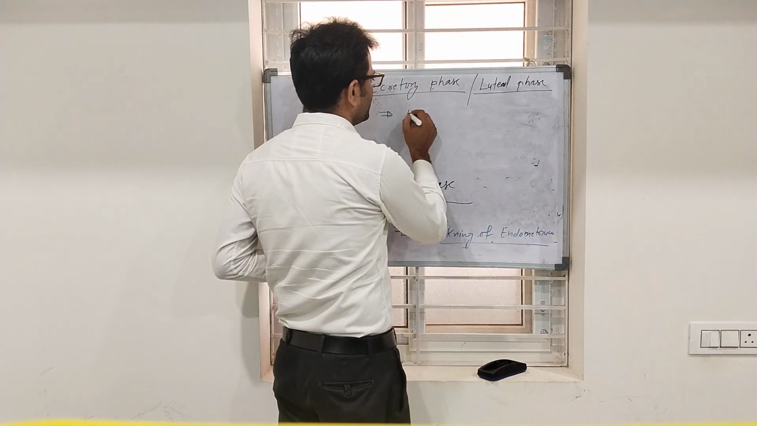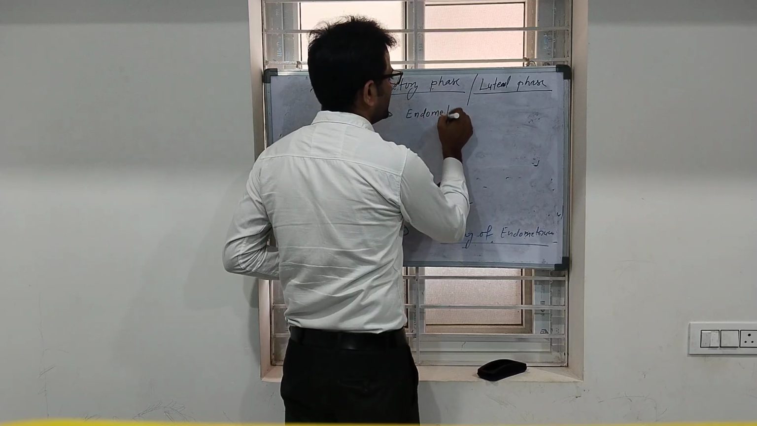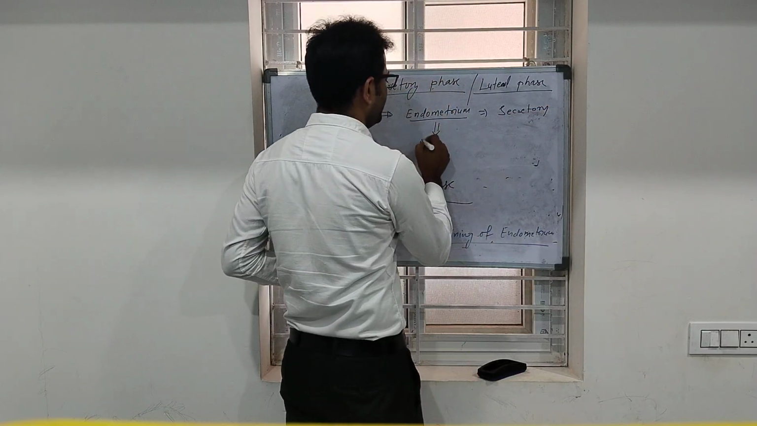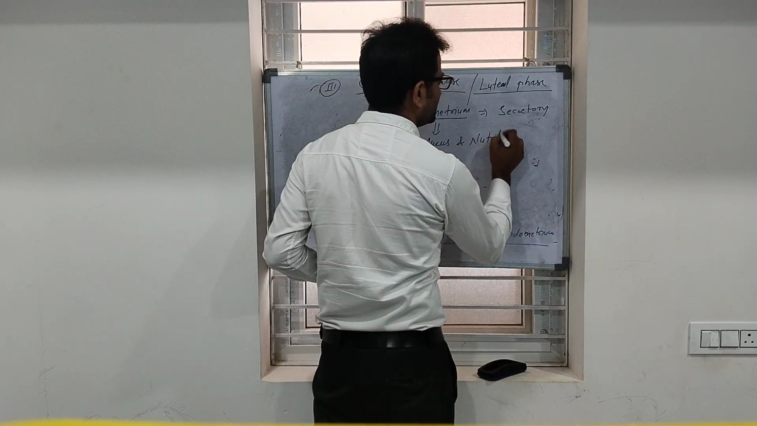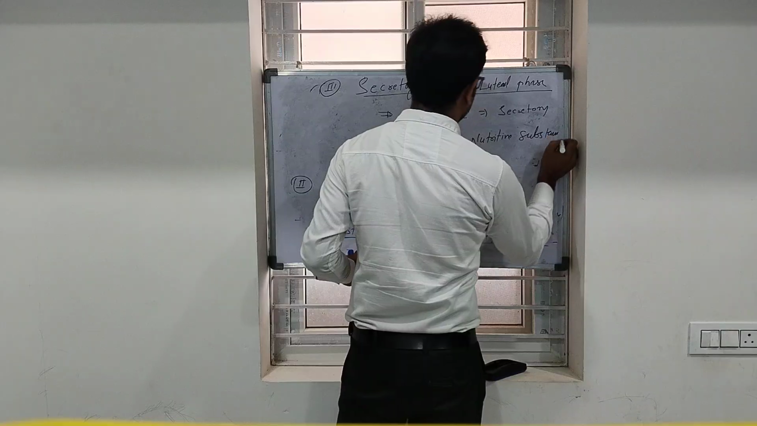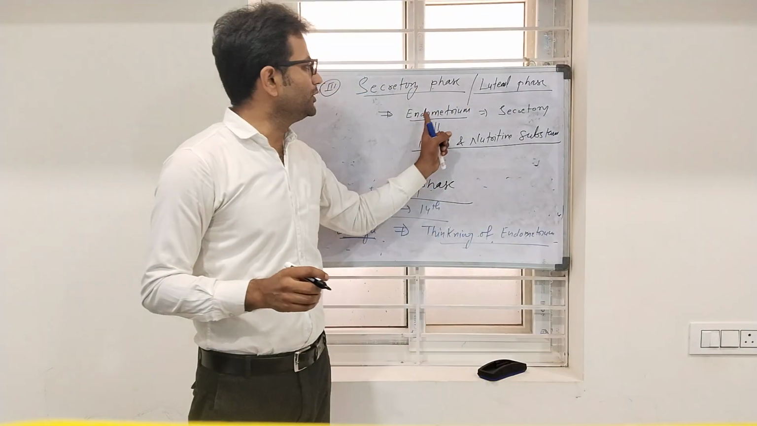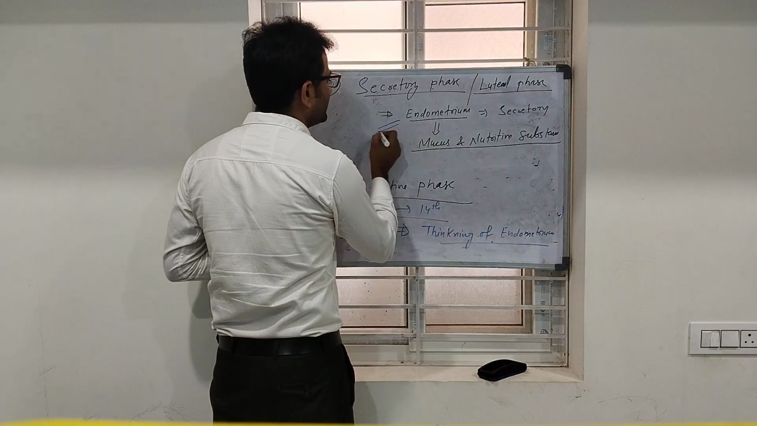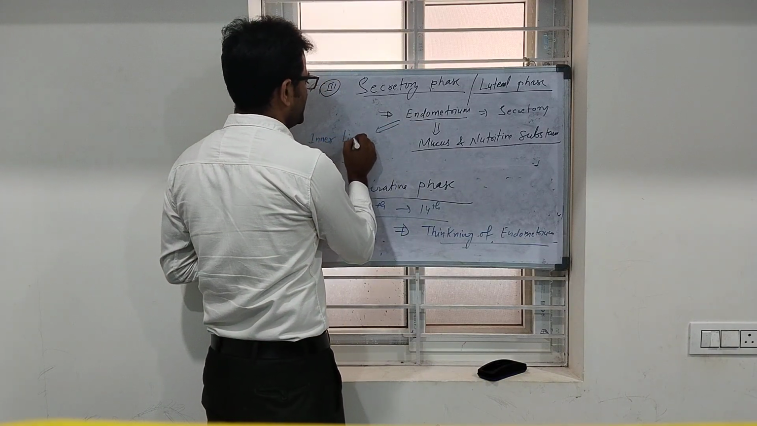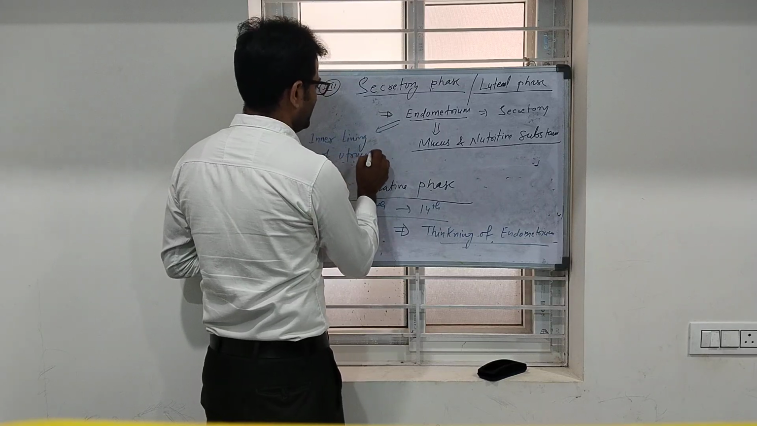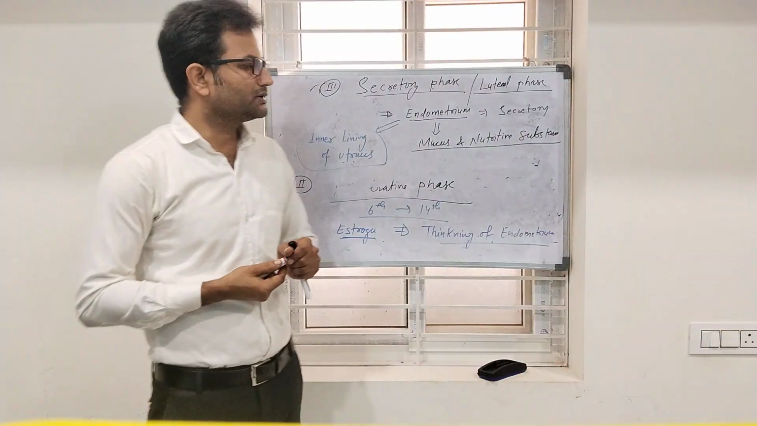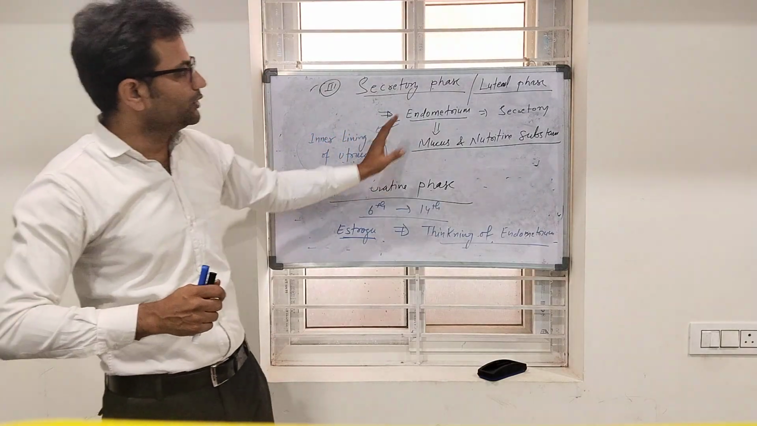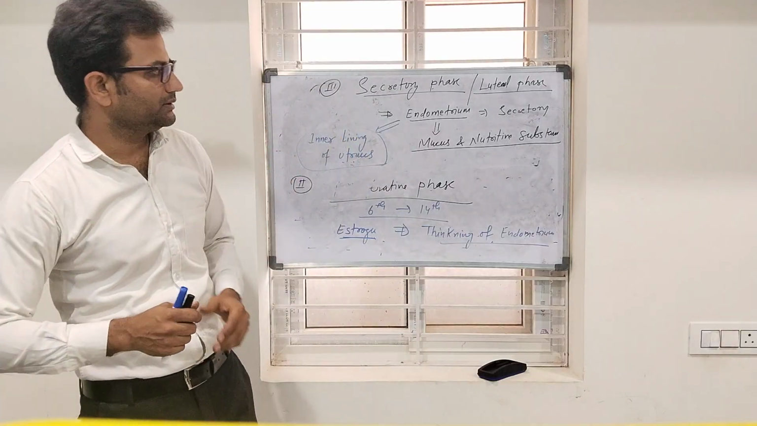Not only this, the endometrium becomes secretory in function, and it starts secreting mucus and nutritive substances. Means the endometrium prepares itself for implantation. As you know, the endometrium is the inner lining of the uterus where implantation takes place. Means the embryo in the blastocyst stage will get attached to the endometrium. So the endometrium prepares itself before implantation takes place.